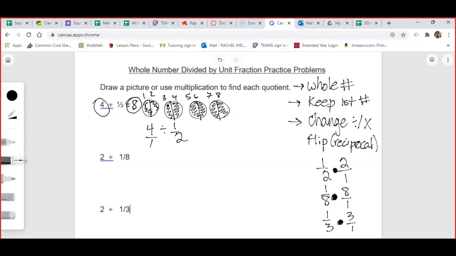Okay, so I have 2 divided by 1/8. Okay, Trevor, what am I going to do first?